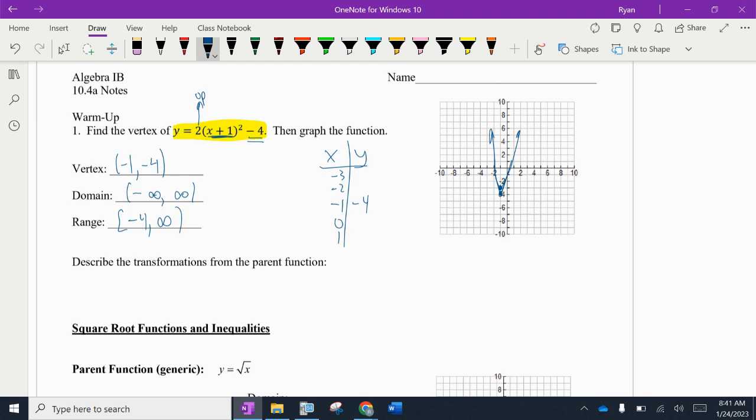This is a parabola. Describe the transformations from the parent function. So from the original parabola that has a vertex of 0, 0, we went left 1. We went down 4. That's the vertex, right? We went left 1. We went down 4. And then that 2 told us that it was going up because it was positive. What else did it do to the graph besides just tell us it was going up?